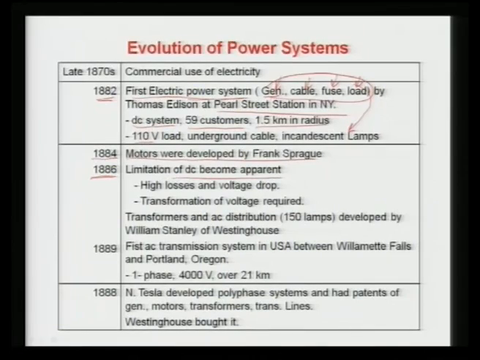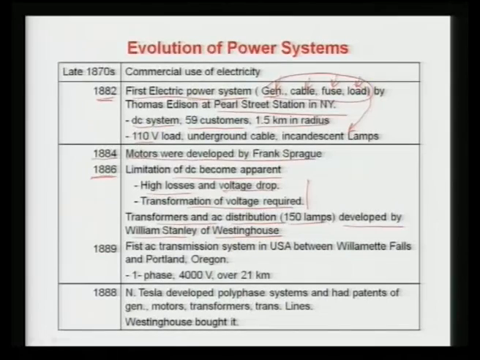So, the motors were added in the system, but in 1886 the limitations of the DC system became apparent in two aspects: voltage drop and high power loss. To minimize this, we require some transformation of the voltage, which was not possible in the DC system. So, people started thinking about a new one. At the same time, the transformers and the AC distribution system of 150 lamps, developed by William Stanley for Westinghouse, were developed nearby in 1886.